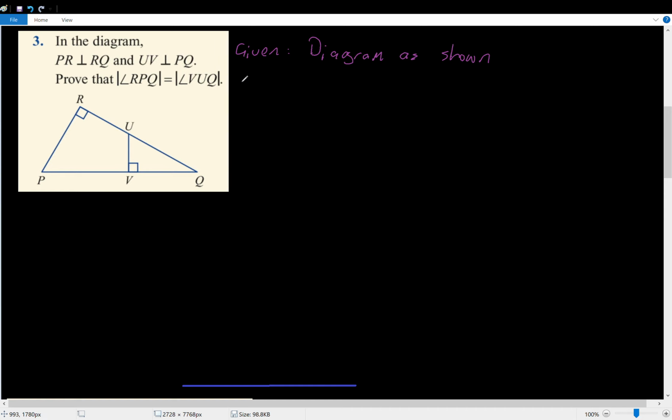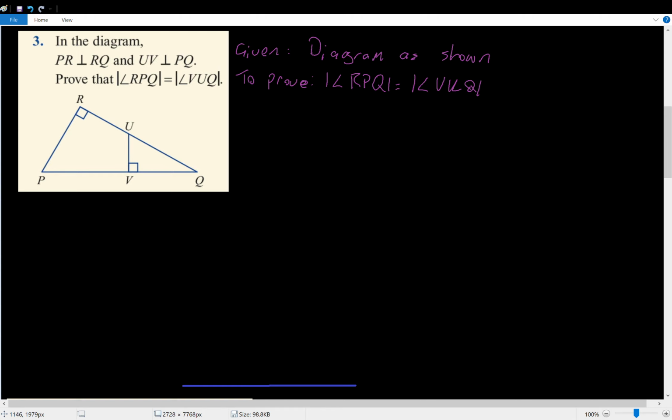Our to prove is already given to us there in the question, but we'll write this out anyway. So to prove is going to be measure of angle RPQ is equal to measure of angle VUQ. So that's our to prove.